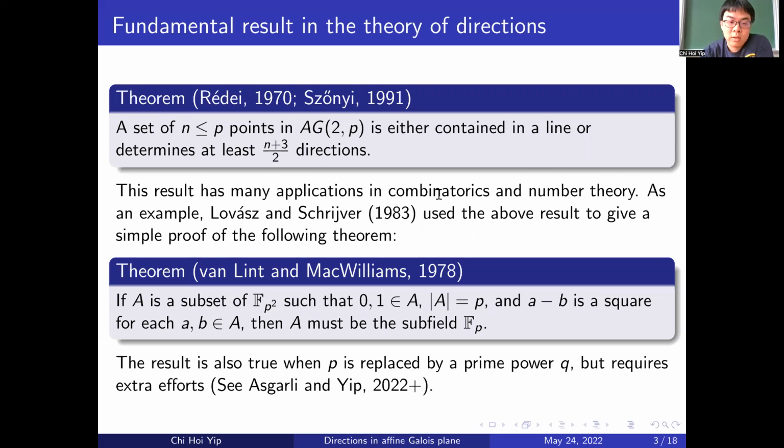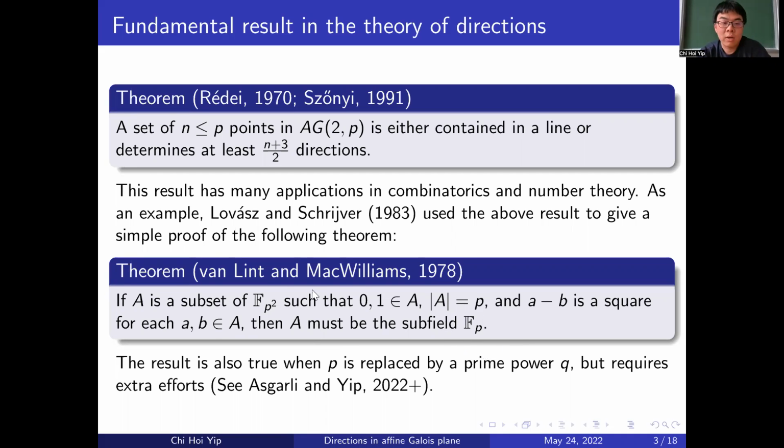Just to give a quick example, Lovász and Schrijver in 1983 used this result to give a short proof of a result by Blokhuis and Mike Williams. This result came from coding theory. It says that if we consider a subset A of the finite field with P square elements, such that it contains 0 and 1, and it has size P, and for any little a and little b in this set, we always have a minus b to be a square in the field, then A must be equal to the subfield FP.